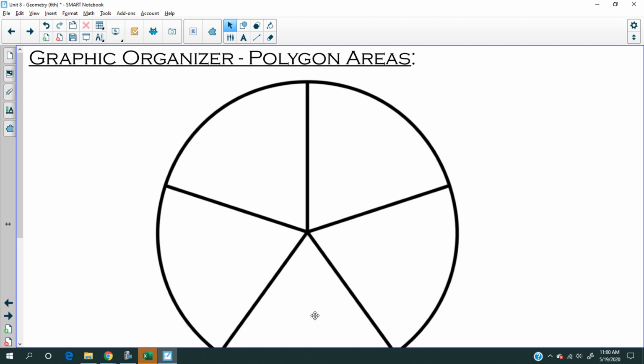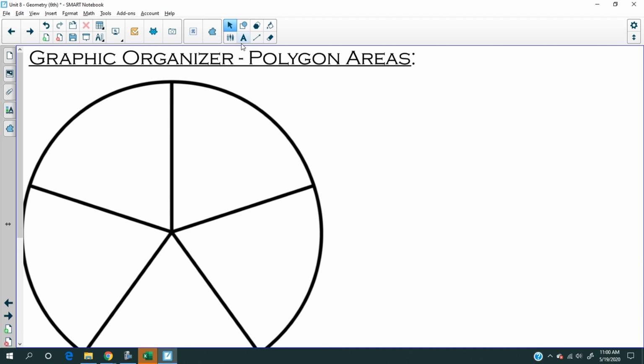This is a very large circle with 5 partitions. So 1, 2, 3, 4, 5. If you can't draw a perfect circle, it's fine. If you want to draw a chart that looks more like this, I could live with that too.